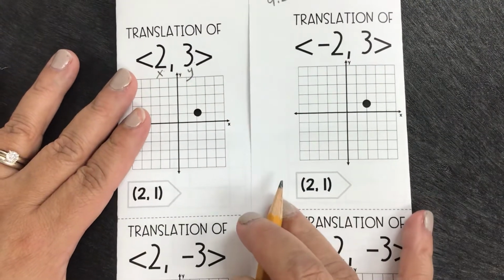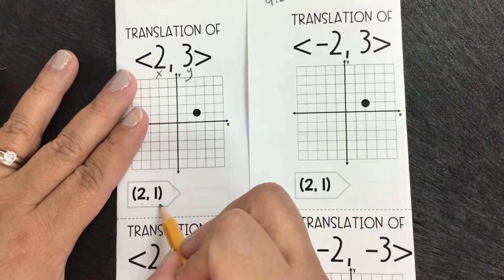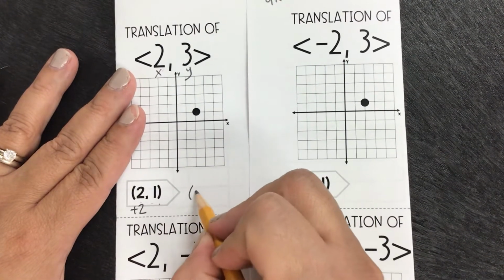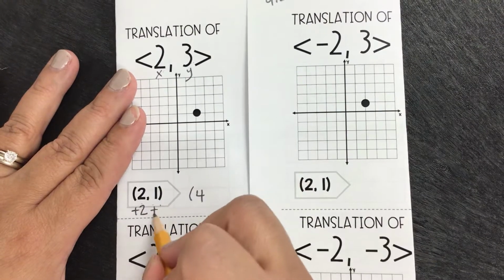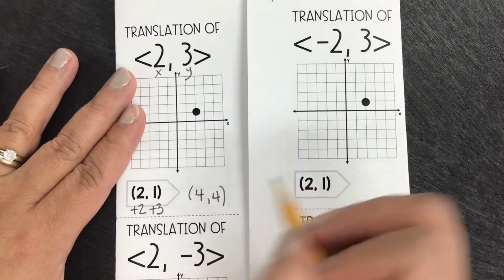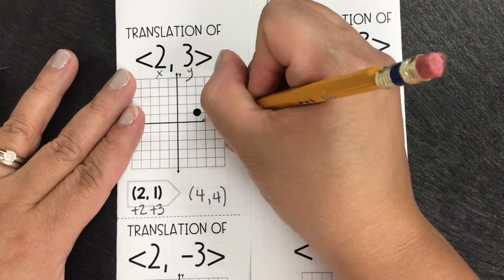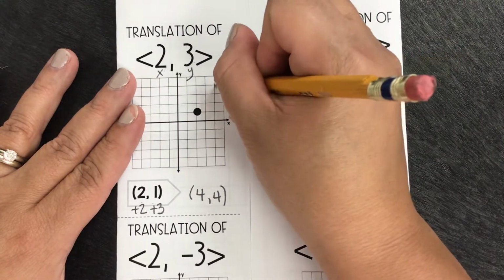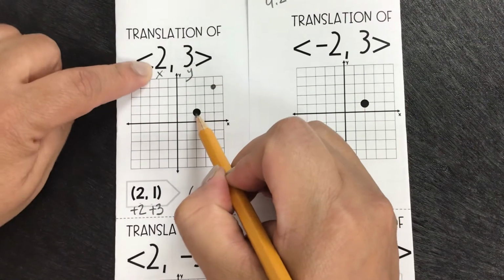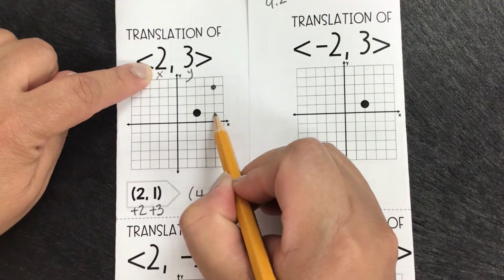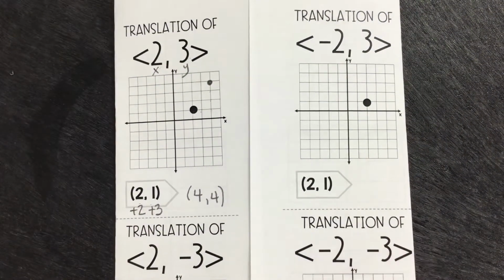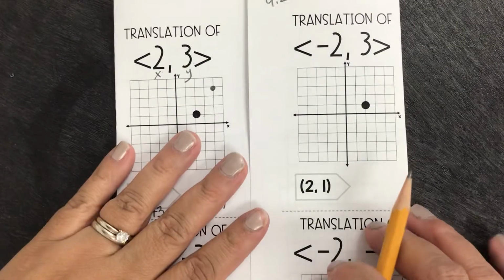What does that mean? That means that for this ordered pair, you're going to add 2, which would give you 4, and add a 3, which would give you 4 for the new ordered pair. So let's plot 4, 4. 1, 2, 3, 4. 1, 2, 3, 4. From this point, this is saying that you move 2 to the right, 1, 2, and then 3 up, 1, 2, 3. And either way, you're going to get the correct ordered pair and the correct transformation.